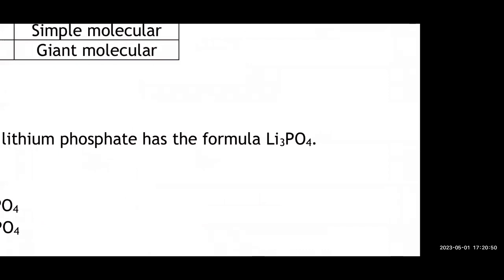Periodic table. Yes. 1 plus. So if lithium is a plus, I need 3 lithiums. Phosphate is a 3 minus. Thank you.